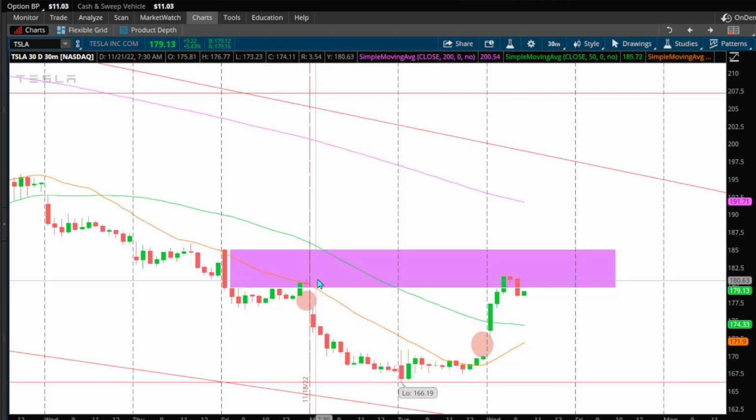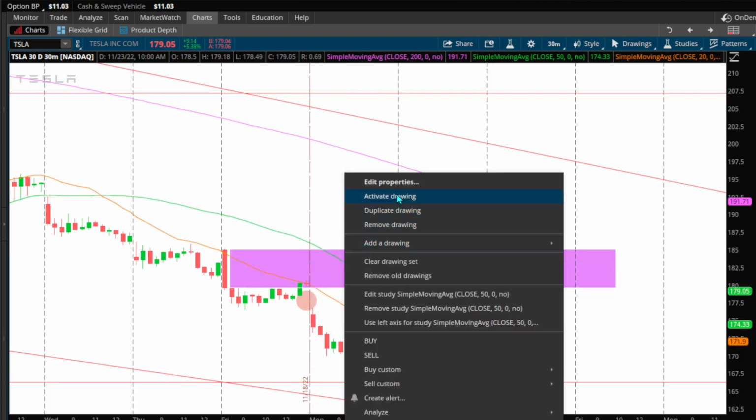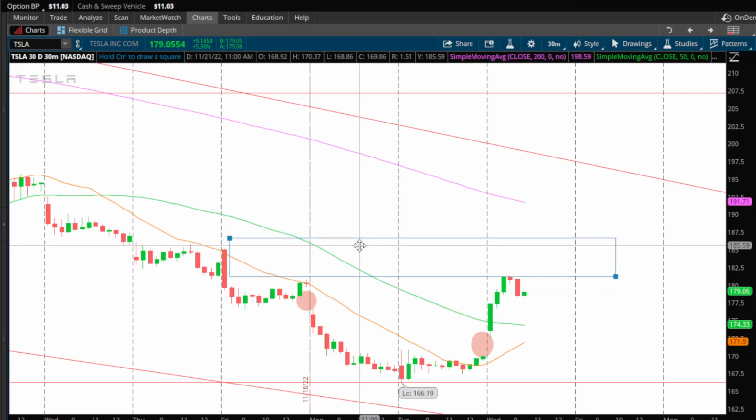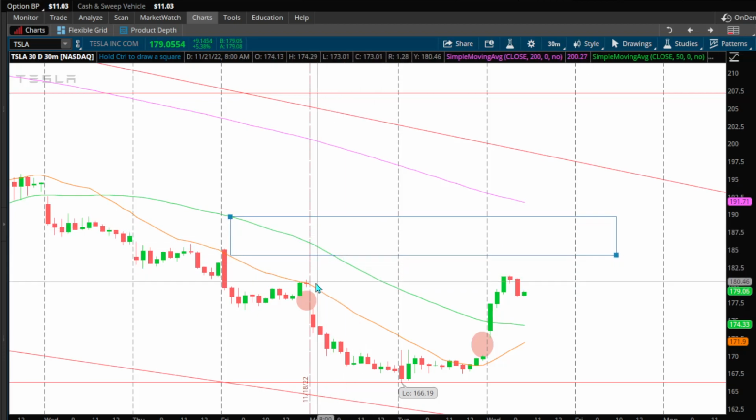So you can't see it as well because I have this drawing. So let me go ahead, activate this drawing, let me move it out of the way there. So yeah, now you guys can see that this gap starts all the way up here. So it's right around 179.80-ish. So we basically filled that gap today, as you guys can see.